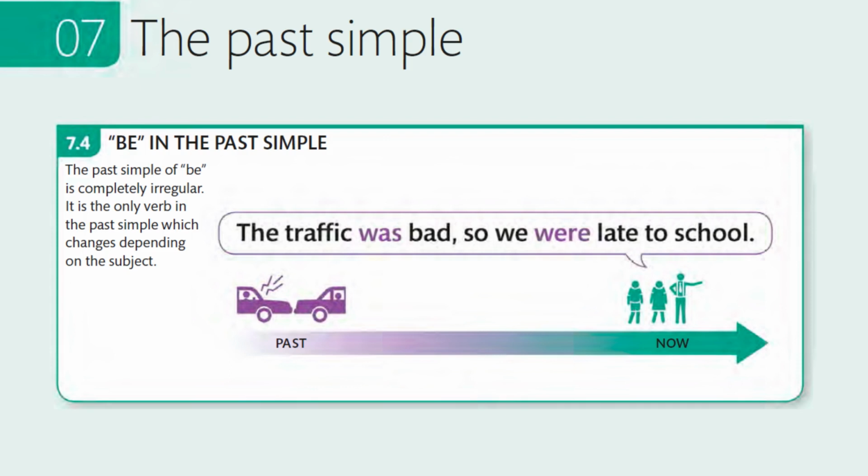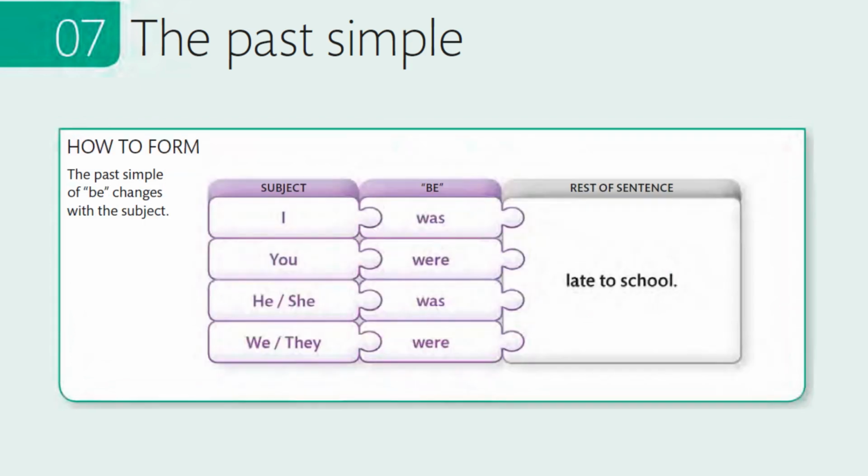Be in the past simple. The past simple of be is completely irregular. It is the only verb in the past simple which changes depending on the subject. The traffic was bad, so we were late to school. How to form. The past simple of be changes with the subject.